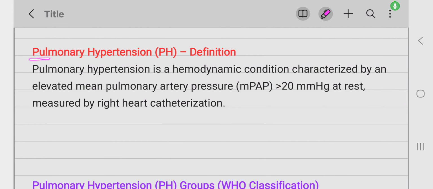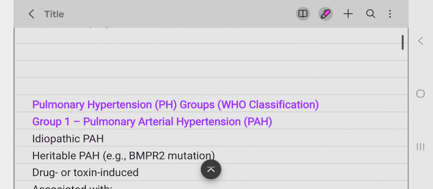In this video, I will discuss pulmonary hypertension. Pulmonary hypertension is a condition that is characterized by elevation in the mean pulmonary artery pressure of more than 20 millimeters of Hg at rest. So, if mean pulmonary artery pressure is more than 20 millimeters of Hg at rest, then it is known as pulmonary hypertension. This is measured by right heart catheterization.